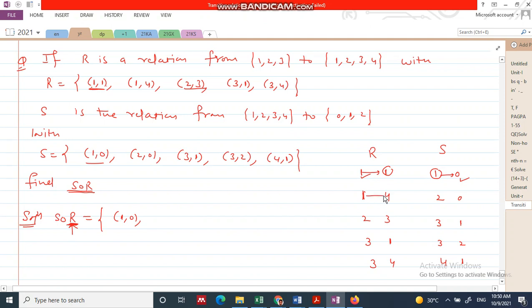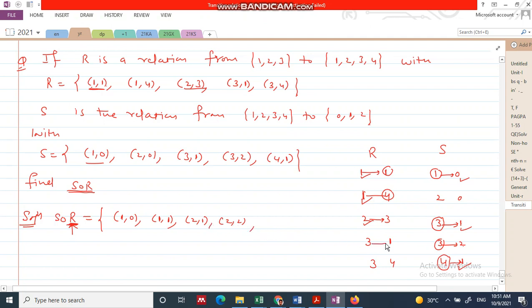Now you see that 1 goes to 4. But here in this S set we have 4: 4 goes to 1, so ultimately 1 goes to 1. Next is 2 goes to 3, but here we have two threes, one here and one here, so take them one by one. 2 goes to 3 and then 3 goes to 1, so ultimately 2 goes to 1. Then again 2 goes to 3, but 3 goes to 2, so ultimately 2 goes to 2.